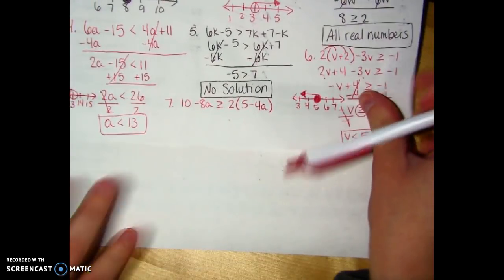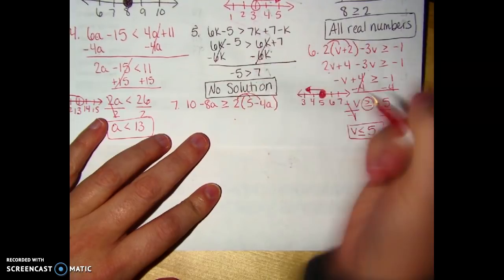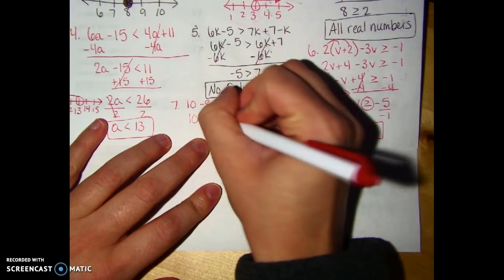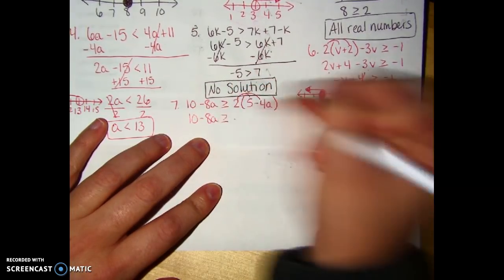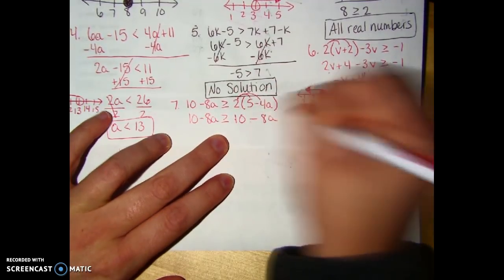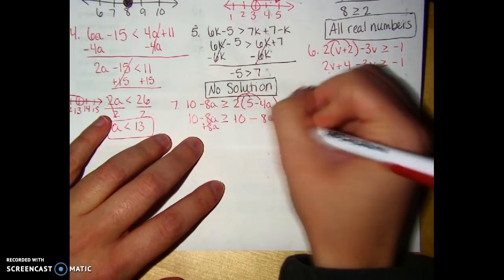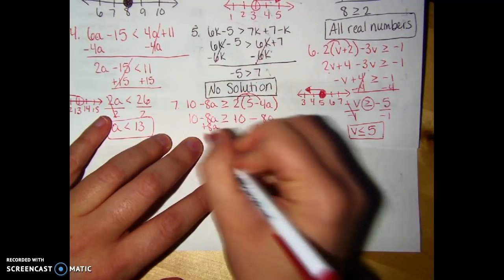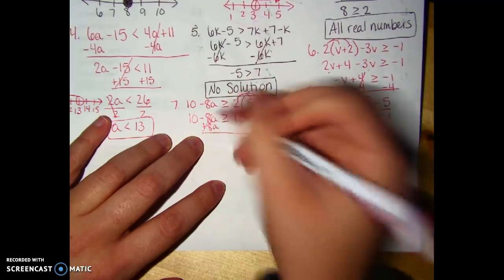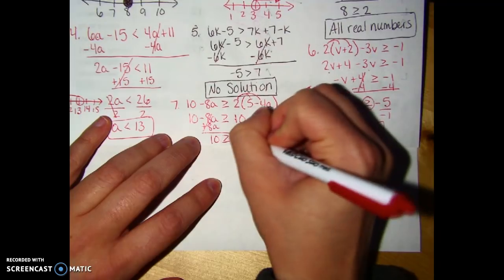Okay, I might need a little bit more space on this one. Let's see. Okay, on this one, hopefully you distributed to get 10 minus 8a is greater than or equal to 10 minus 8a. It's the same thing. Add 8a to both sides. If you see that they're the same thing, guys, hopefully you know that it's going to be, well, let me explain that. So this is 10 is greater than or equal to 10.